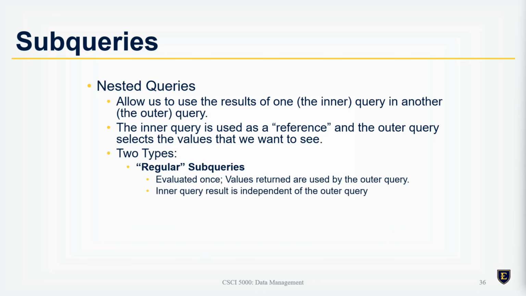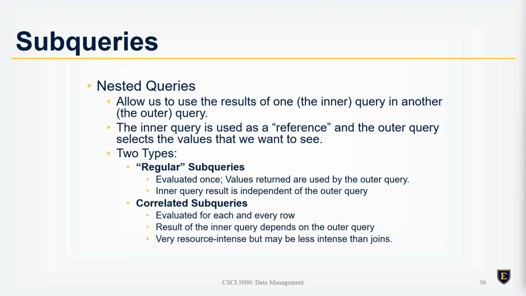One is a regular subquery that is only evaluated one time, and then that value is returned and used by the outer query. The inner query result is independent of the outer query, because there is no connection between the inner query and the outer query other than the outer query uses values from the inner query, and that's called a regular subquery.